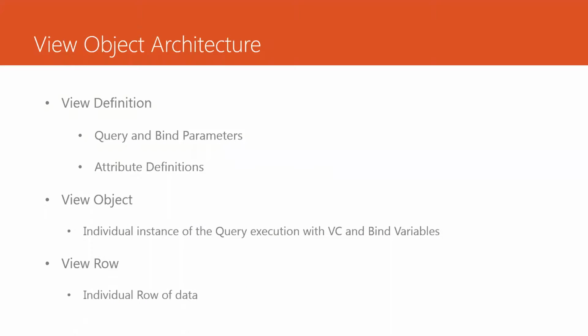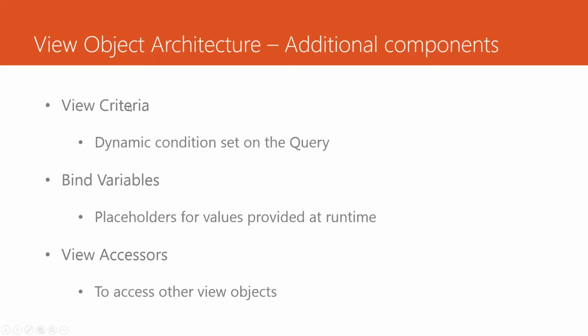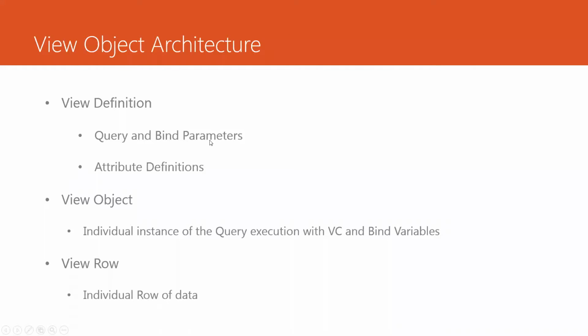Yeah. So the same thing which we are seeing in the picture, there is one view definition object. It contains the query and bind parameters, that is bind variables, and the attribute definitions. And the view object is an individual instance of one query execution and the bind variables.